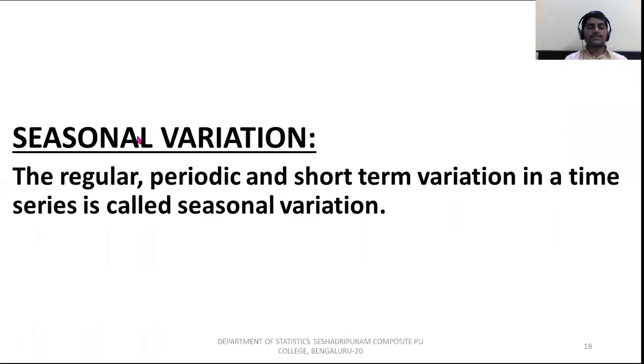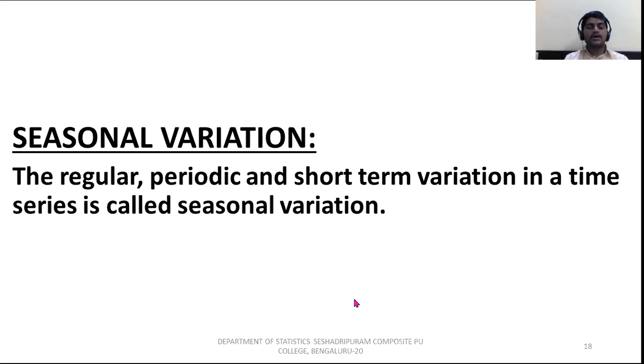Now the definition. What is seasonal variation? Look at that. Seasonal variation comes every year. It is regular and periodic, with a 3 month period, and it is a very short term variation at one time point. Guys, this is an important definition. Seasonal variation is a regular, periodic, and short term variation in time series data. It is a very important note.